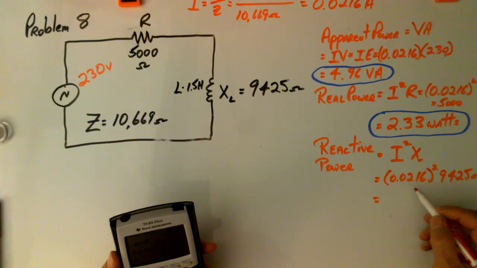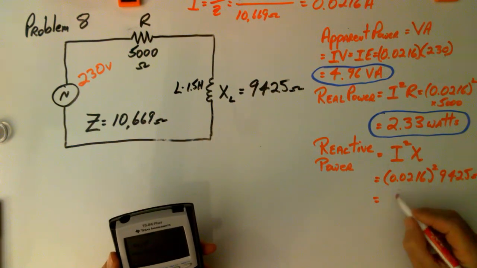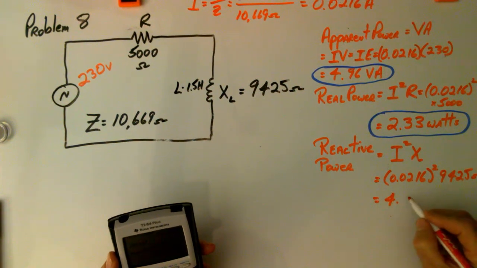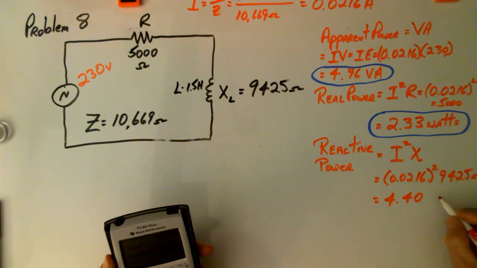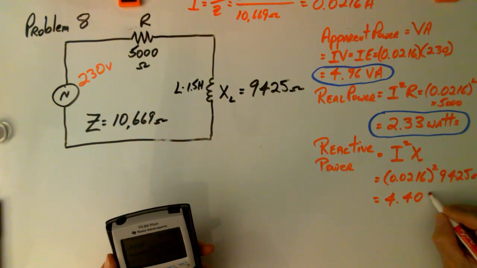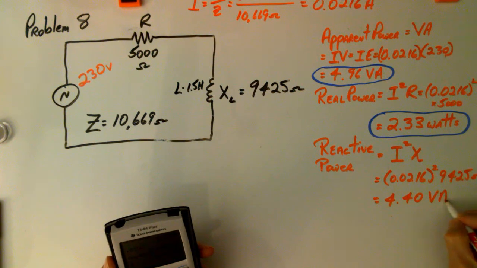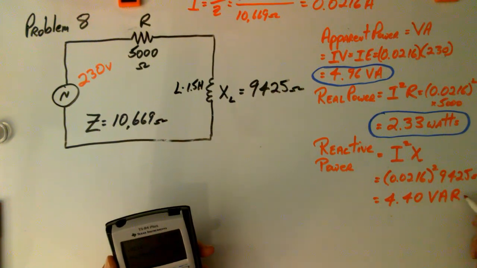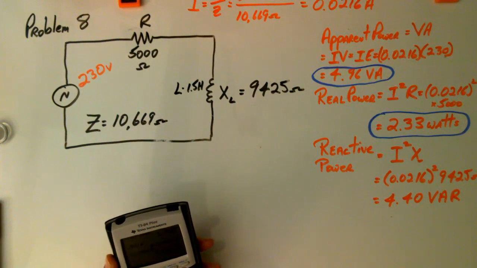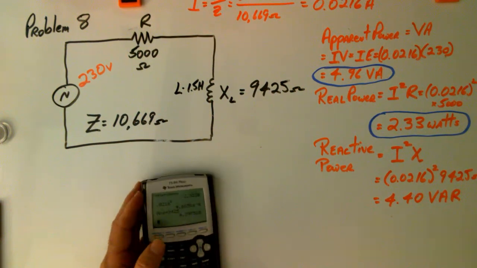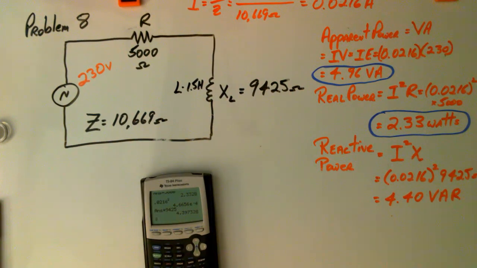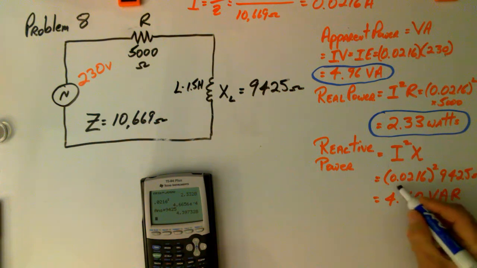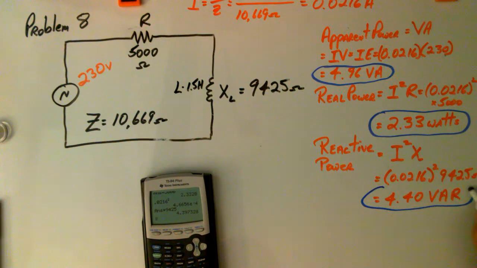Okay, so this is 4.40, and the units for this are VARs, volt amperes reactive. If you get around the TVA people, you will hear them talk about this. So, there we have it. All right.